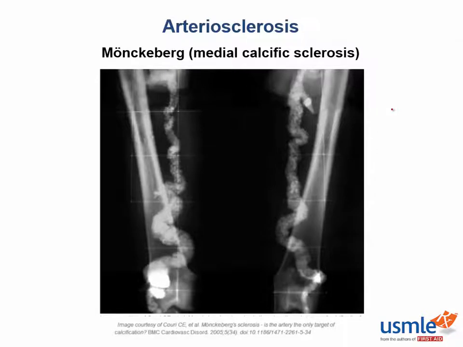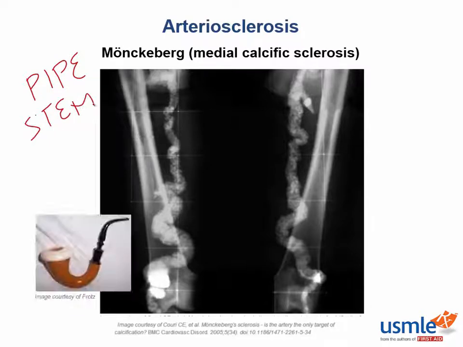These are classically referred to as pipe stem arteries because they look like the shape of the stem on a smoking pipe. So the femoral and the popliteal arteries show significant calcification. That's why they're showing up on the x-ray. It's rather obvious from this radiograph that there is something showing up when these x-rays are hitting the calcium in these arteries. There is no obstruction of blood flow because the media is calcified. It's not hypertrophic and it does not decrease the size of the lumen.